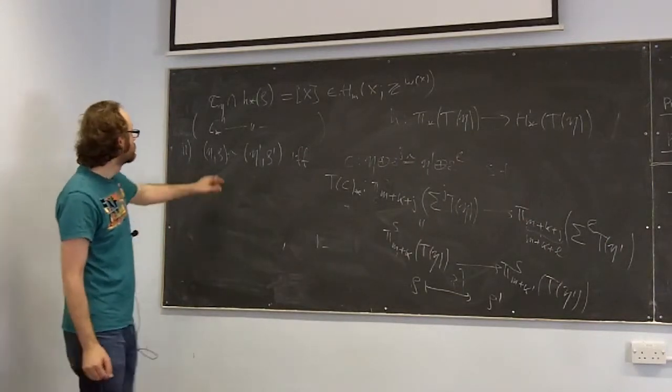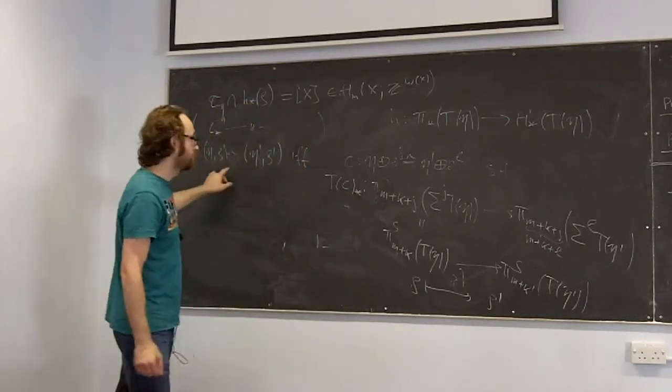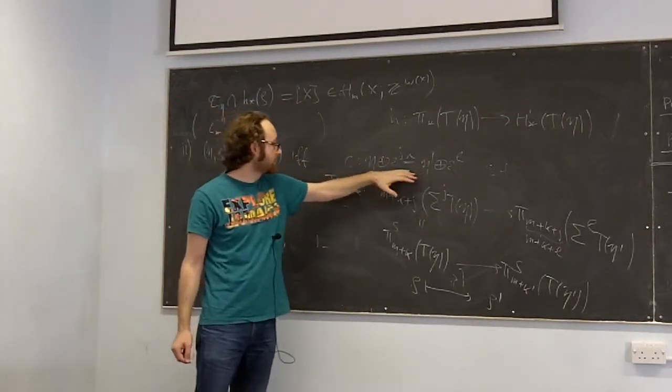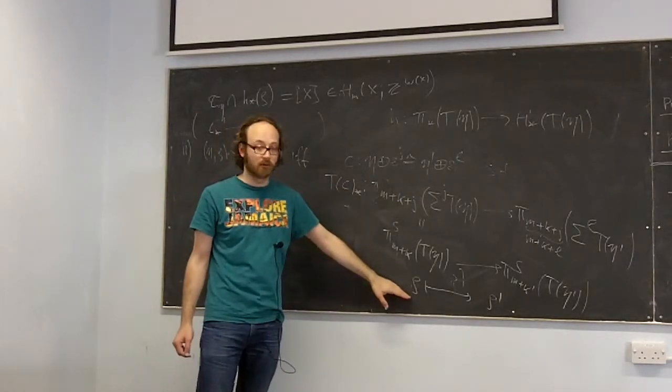Yeah. So two normal invariants are equivalent if there is a stable isomorphism between eta and eta prime, and the induced map on the Thom spaces maps rho to rho prime.